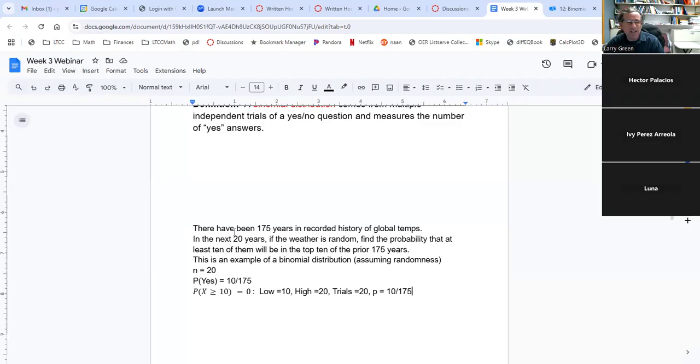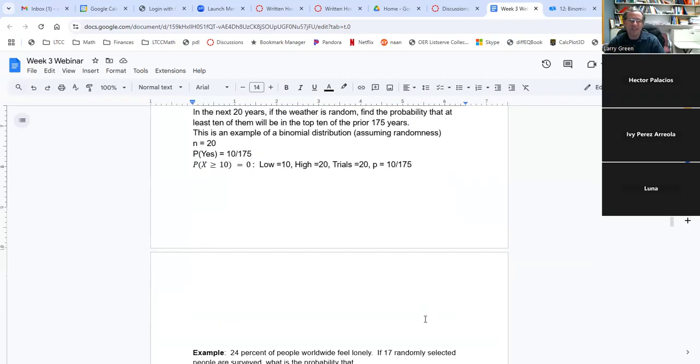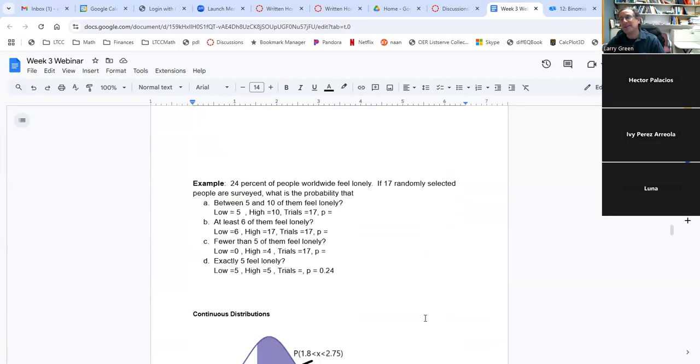And it turns out in the last 10 years, all 10 of them have been in the top 10. So it's even more than I said here. But I wanted to do an example where the low was smaller than the trials. Otherwise, it's just all 20s. Okay, it was 10, 10, 10. You still get P equals zero, by the way. Okay, yeah, we're there, unfortunately.